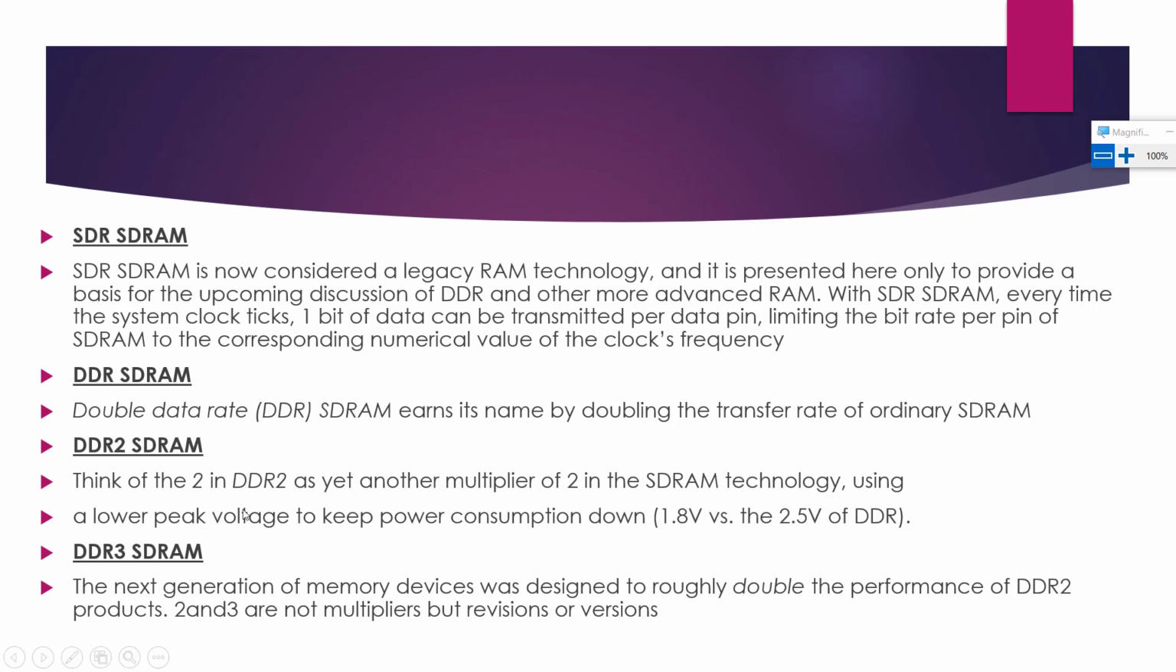DDR SDRAM, double data rate SDRAM, earns its name by doubling the transfer rate of ordinary SDRAM. Because you now have chipsets on two sides, the receiving capacity and then the executing capacity is double. That was like a decade ago. DDR2, think of the 2 in DDR2 as yet another multiplier of 2 in the SDRAM technology, using a lower peak voltage to keep power consumption down, 1.8 volts versus the 2.5 volts of DDR. When you use more voltage, it heats up more.